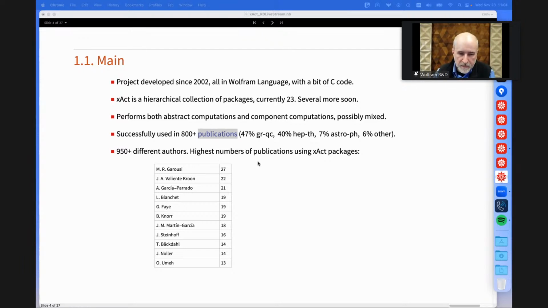So I want to list here the authors with more publications in that list. And we have first Mohamed Garousi with an amazing 27 publications, then Juan Antonio Valiente and Alfonso García Parrado following closely, Luc and Guillaume, Benjamin, then myself, Jan, Thomas, Johannes, Obina. So I want to thank you, all of you, and all the 950 plus authors for the continued support and the trust that you place in the system. And please keep using it. It's my main motivation to continue extending the system.